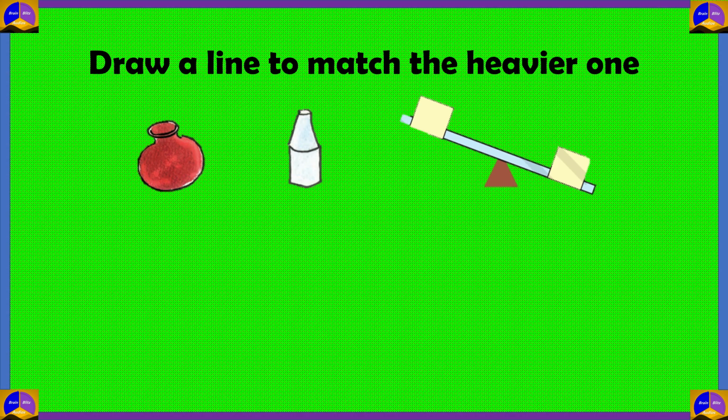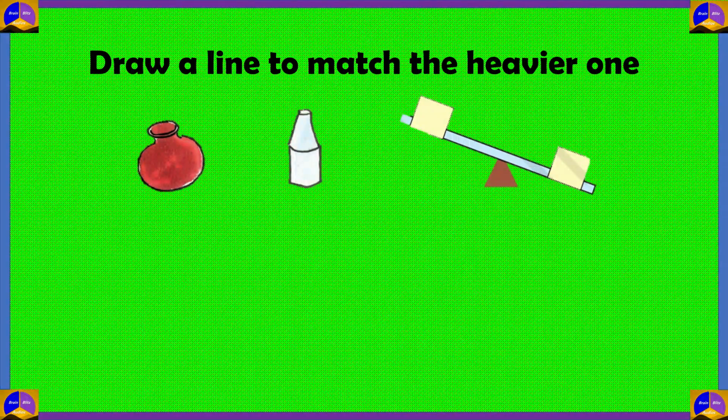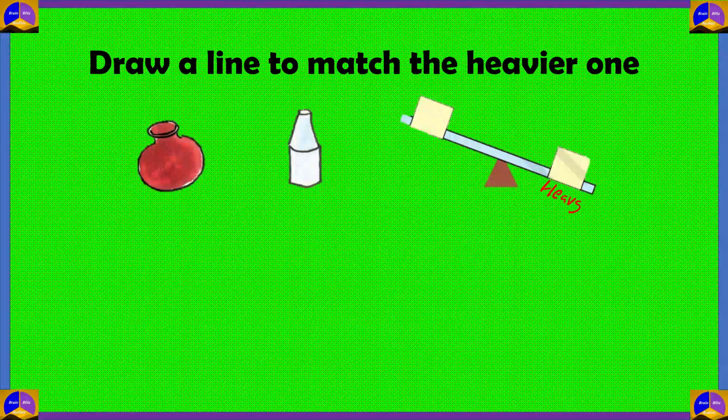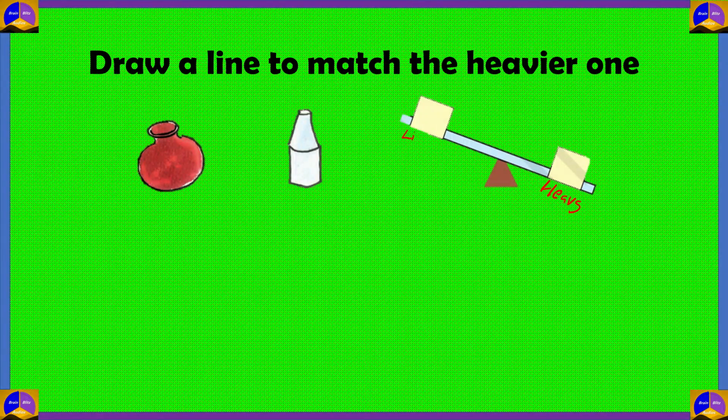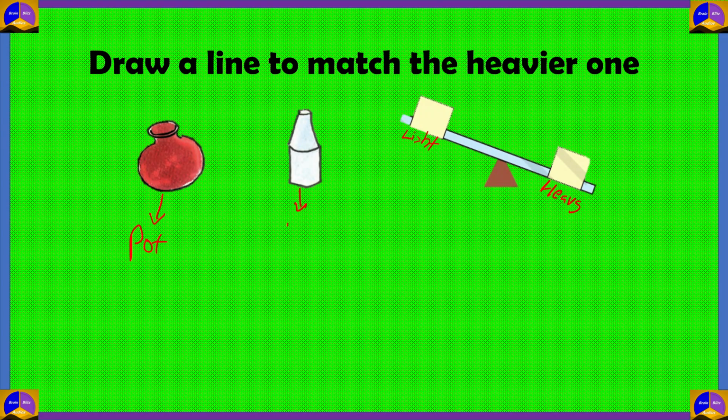Now, next question. First, let's look at the seesaw. Which is the heavier part? This is because in a seesaw, if an object is heavy, it will be on the lower side of the seesaw. So that means that the above part is light, because if an object is light, it will be on the higher part of the seesaw. Now, let's look at the objects. We have a pot and a bottle.